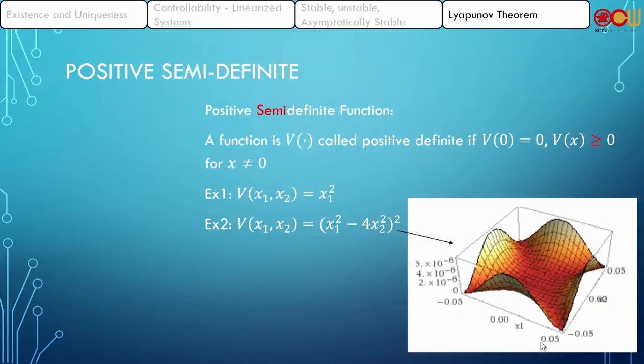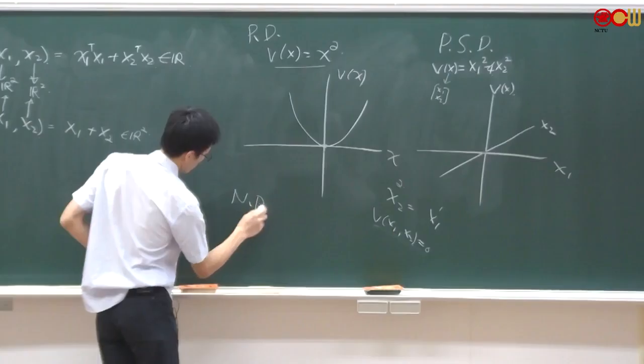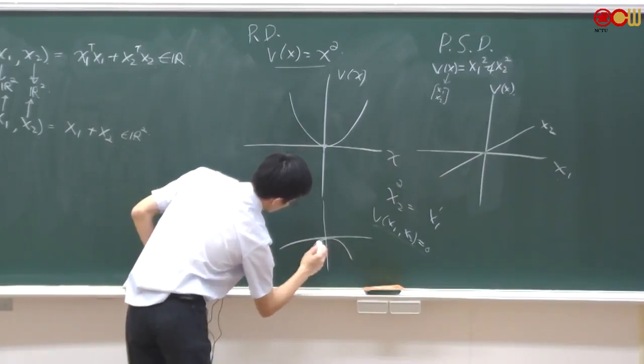And these functions are very useful to define the Lyapunov function, and they are properties to investigate the stability conclusions. And again, you have positive definite, and of course you have negative definite, and the definitions are the same. It's 0 at 0 and negative when it's non-zero. Okay, so for ND, it looks like this.